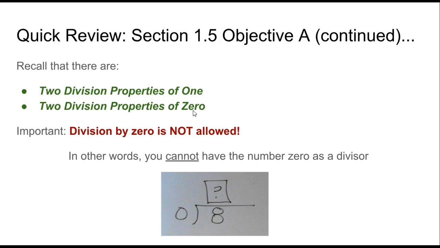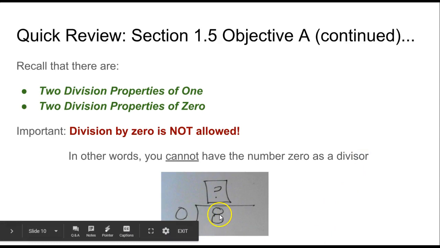Remember, understanding the properties just makes it easier for you to do the math quicker. Okay, so there is one important part here that you do really need to remember, which is why I'm covering it here now. You need to remember all of it, but just as part of the review, division by 0 is not allowed. In other words, you cannot have the number 0 as a divisor. So you can't say 8 divided by 0.